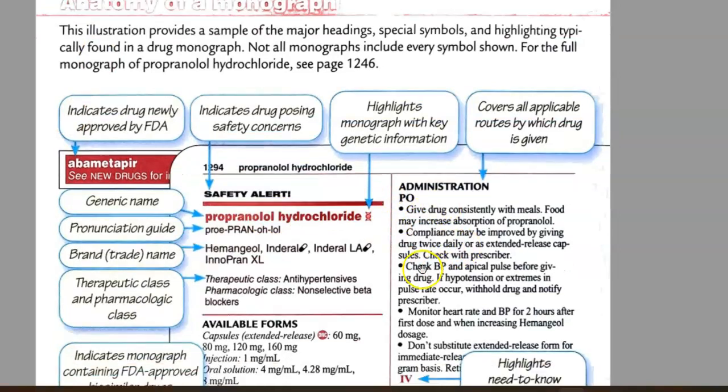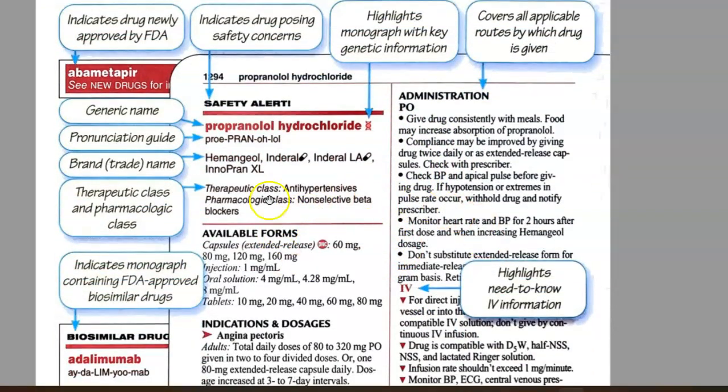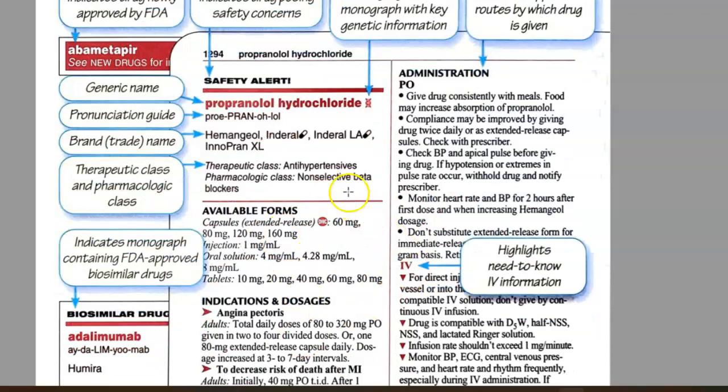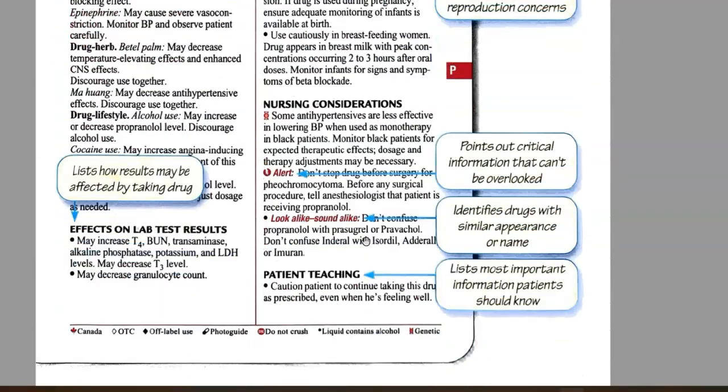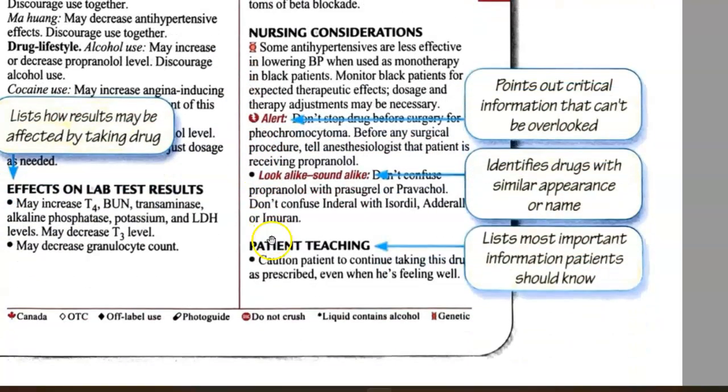Oh, what I forgot to mention, sorry about that, is that it also gives you the available forms of the drugs, and if you notice, there are different icons shown. Let me show you here. Here it says Canada, so the medication is available in Canada. This symbol right here is over the counter. This means off-label. This is a photo guide, so if there's any picture. And over here, it's not as clear, but I believe that says DNC, or do not crush. And this says liquid contains alcohol, and then generic. So if you see these icons, this is what they mean.